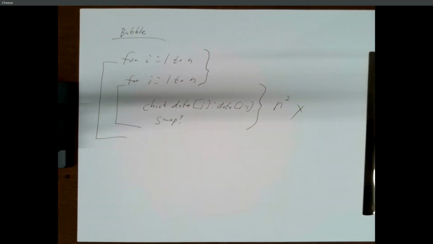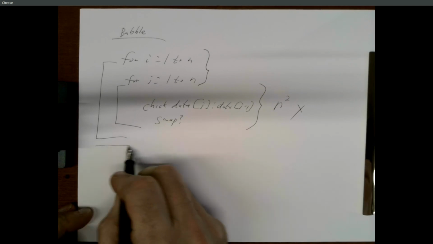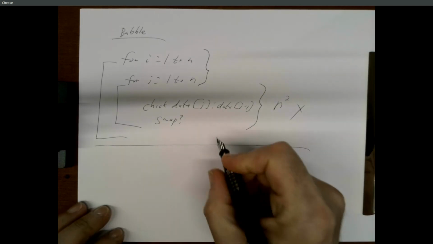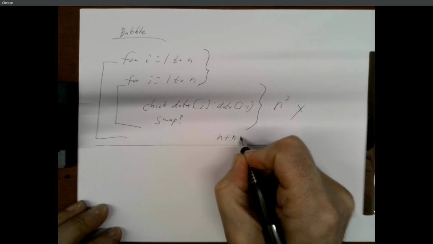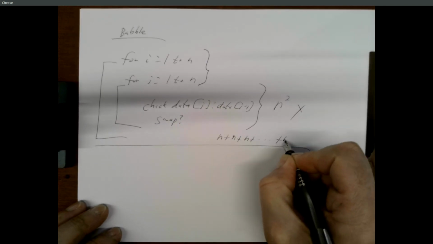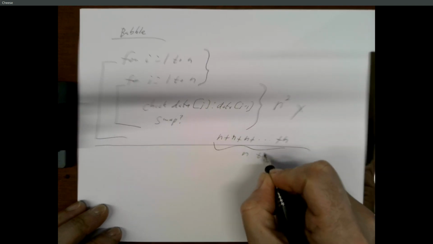So when we're analyzing algorithms and computing these orders of complexity, we get to do a lot of sloppy things, like throw away constants. They won't affect us. Similarly, this is going to go n squared times, which is n plus n plus n, a total of n times.